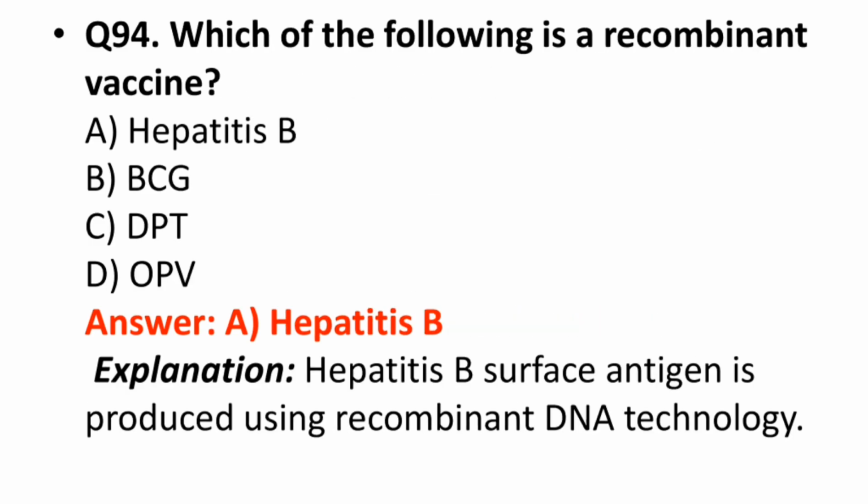Which of the following is a recombinant vaccine? Option A, hepatitis B. Option B, BCG. Option C, DPT. Option D, OPV. The correct answer is option A, hepatitis B. Hepatitis B surface antigen is produced using recombinant DNA technology.